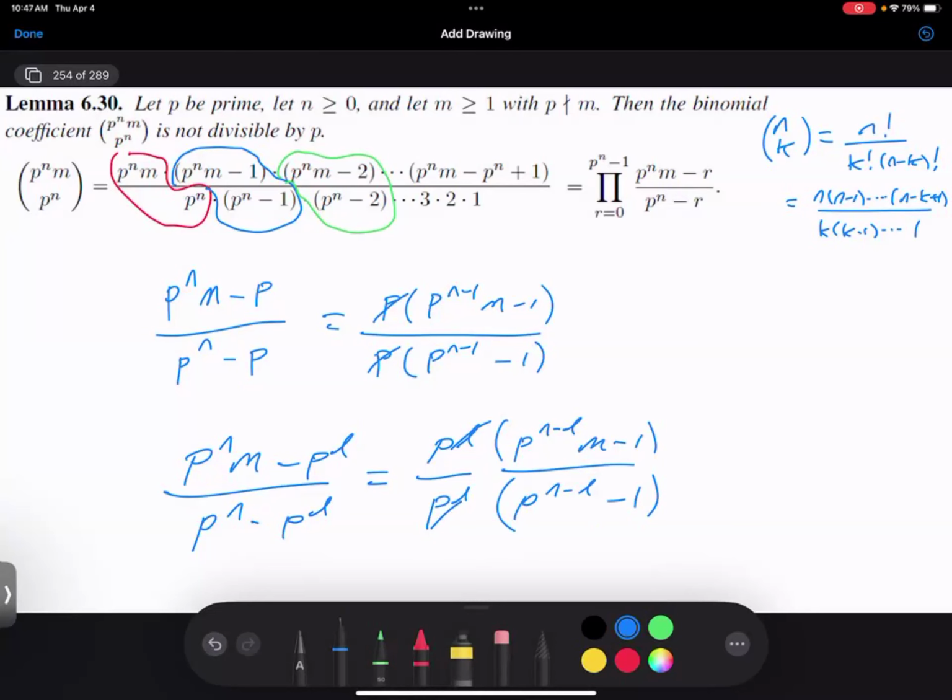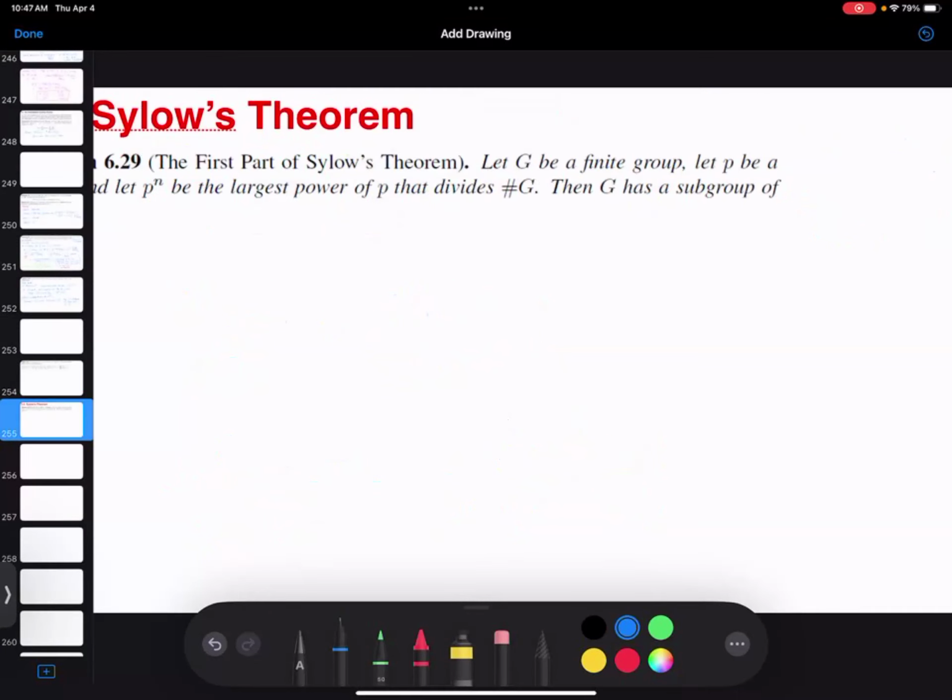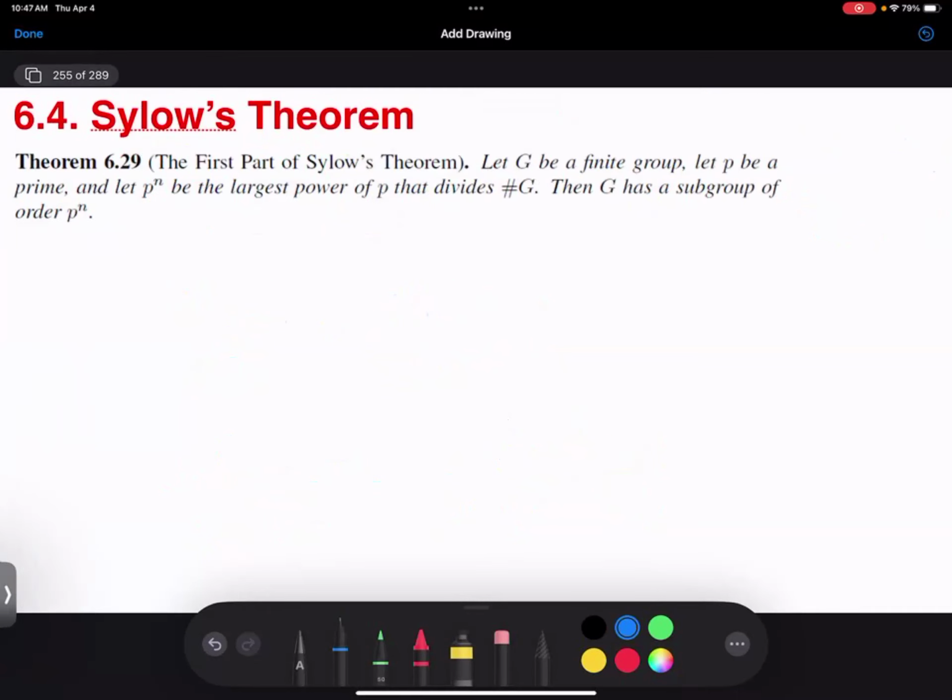Okay? I need this as a key ingredient for the first Sylow theorem. So this is the last thing for today. Let G be a finite group, let p be a prime, and let p to the n be the largest power of p that divides the size of G. Then G has a subgroup of order p to the n.